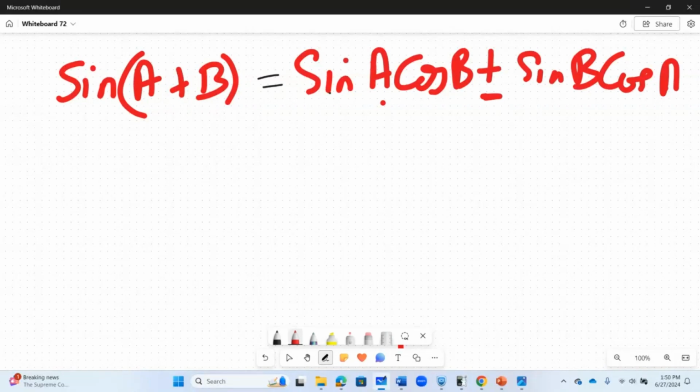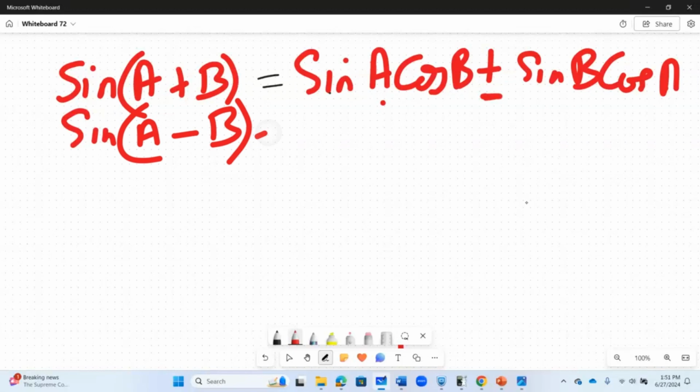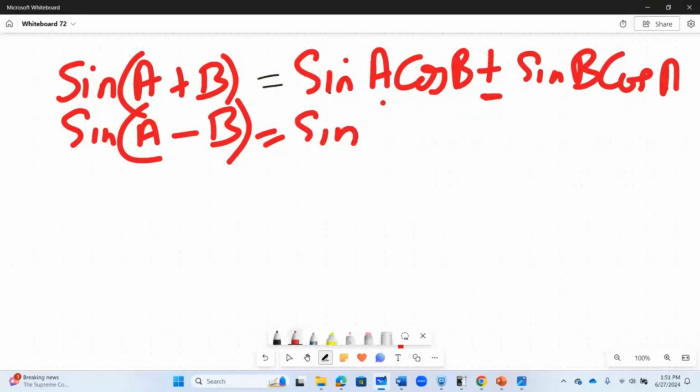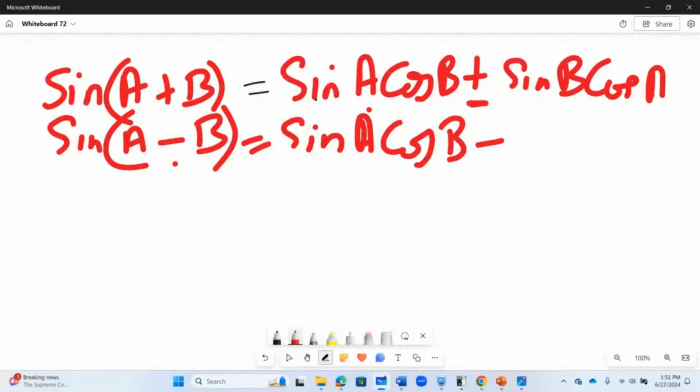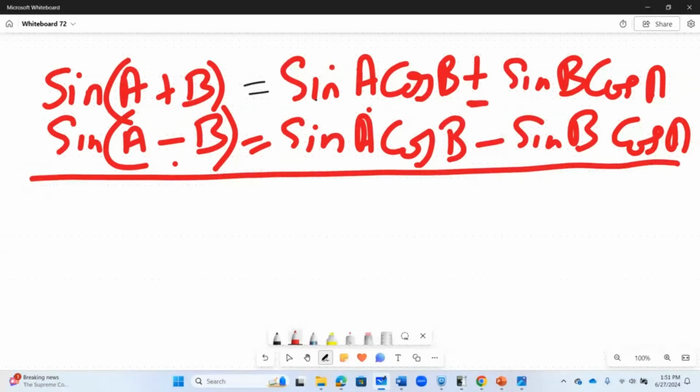What about sine A minus B? Sine A minus B, this is called the sum and difference identity. Then I have sine A cos B minus, note that minus is here, minus is also here. And then we have sine B cos A. Note that they're not the same because it's switched. Okay, this is about sine. The sum and difference identity for sine is that.